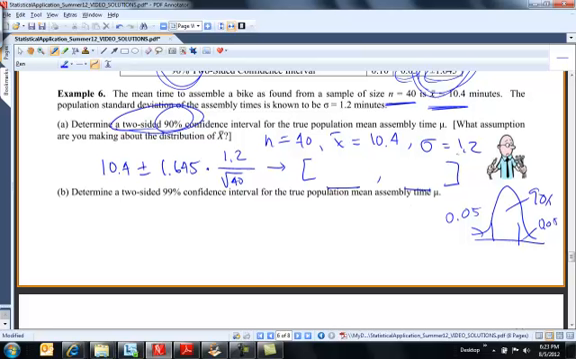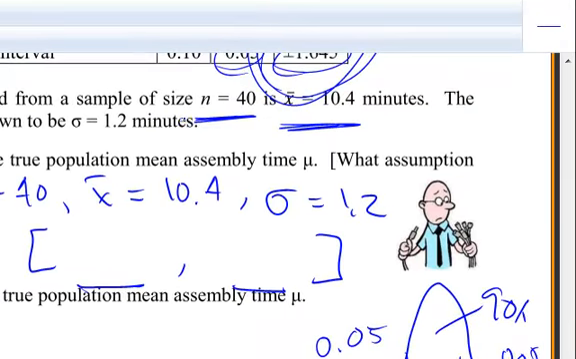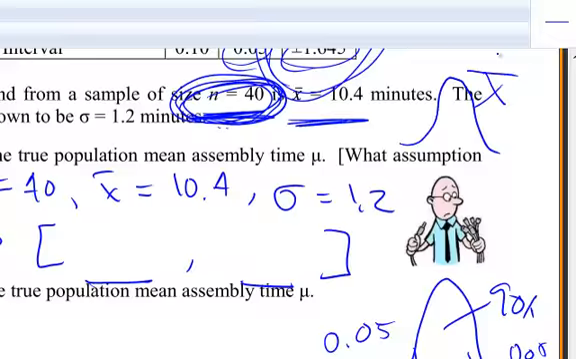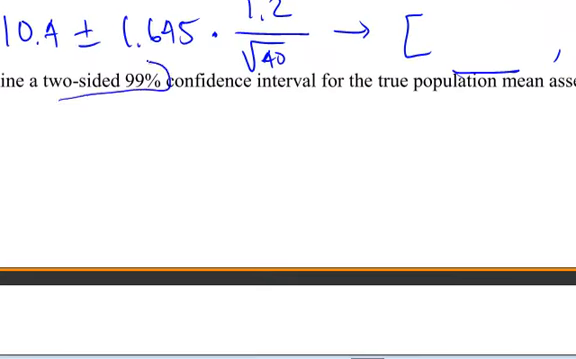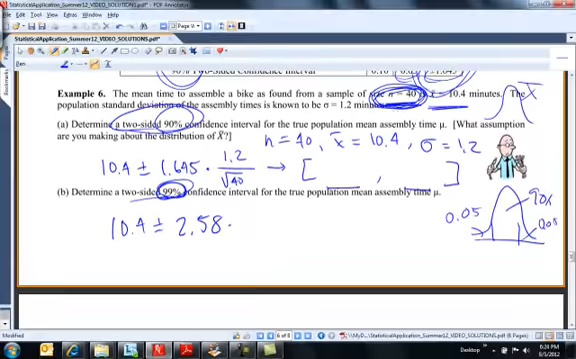I think we said this is a random sample of 40, so I didn't need to assume normality of the original distribution. This could be from any distribution. We know when n is 40 that the graph of x bar is going to look normal. So determine a two-sided 99% confidence interval. The only difference is 99% leaves 0.005 in the tail, so that's 2.58 times 1.2 divided by the square root of 40.